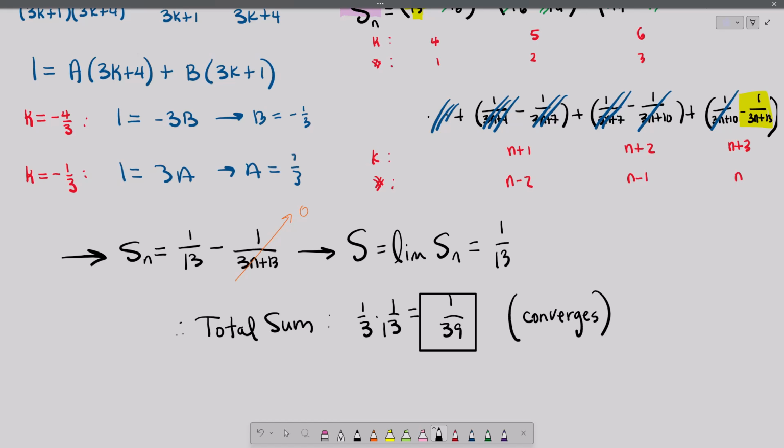The only two series that we have the luxury to actually find the sum of are the geometric and the telescoping. For the other series, all we can say is converge or diverge. But this one, we can say it converges to 1/39.